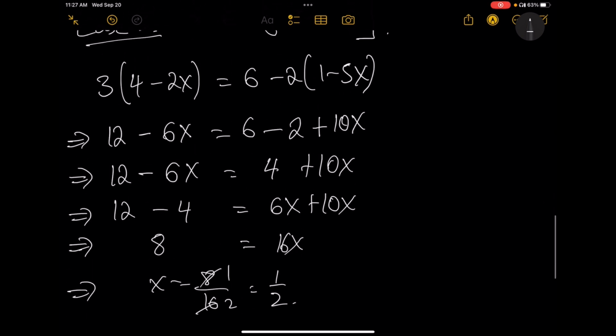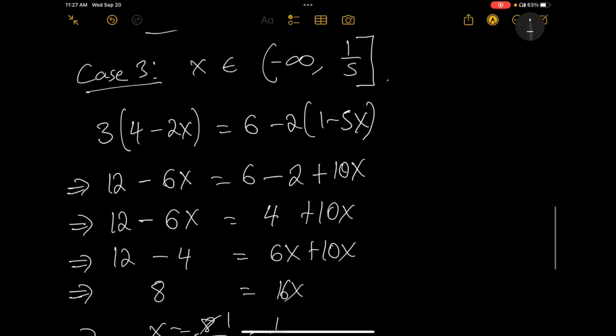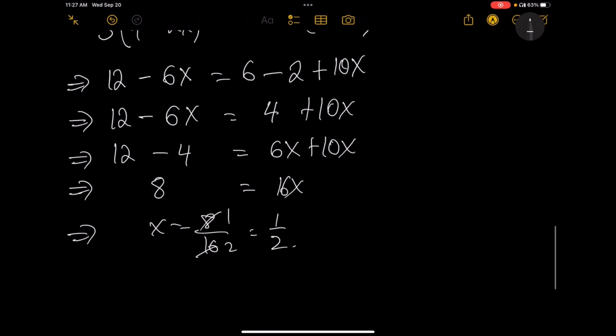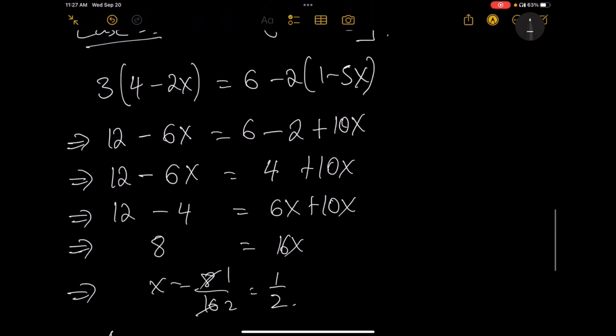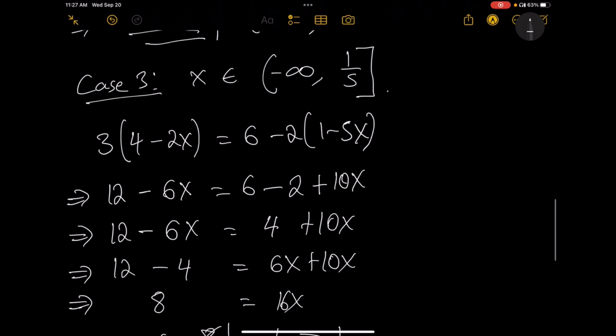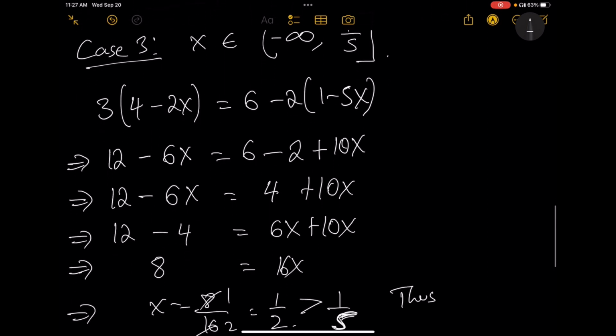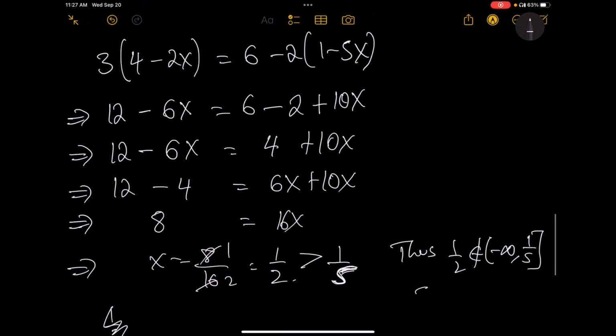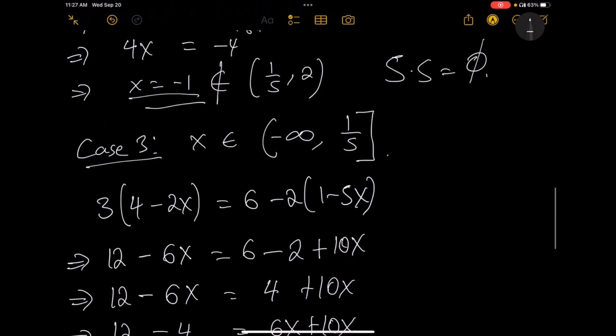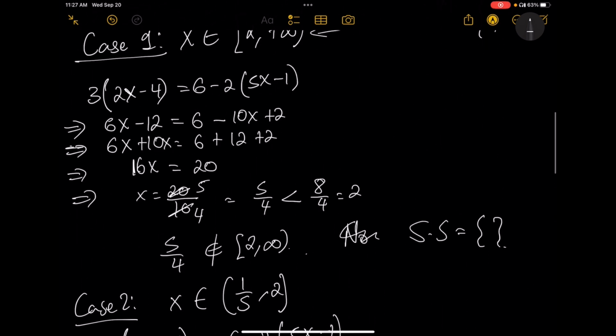Now, is 1 over 2 an element? Is 1 over 2 less than 1 over 5? Well, let's compare. Actually it's not. 1 over 2 is greater than 1 over 5, strictly greater than 1 over 5. Thus, 1 over 2 is not an element of the interval from negative infinity up to 1 over 5 inclusive. Therefore, again the solution set is the empty set.